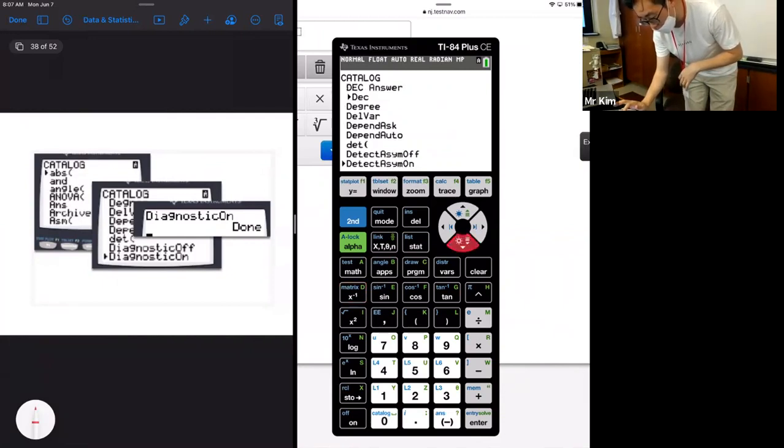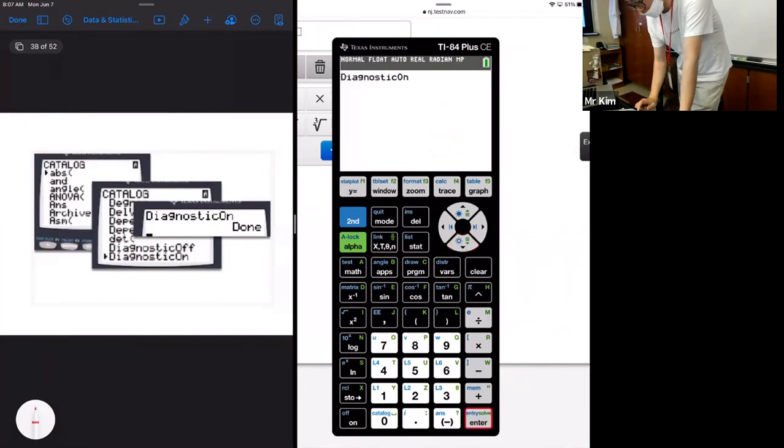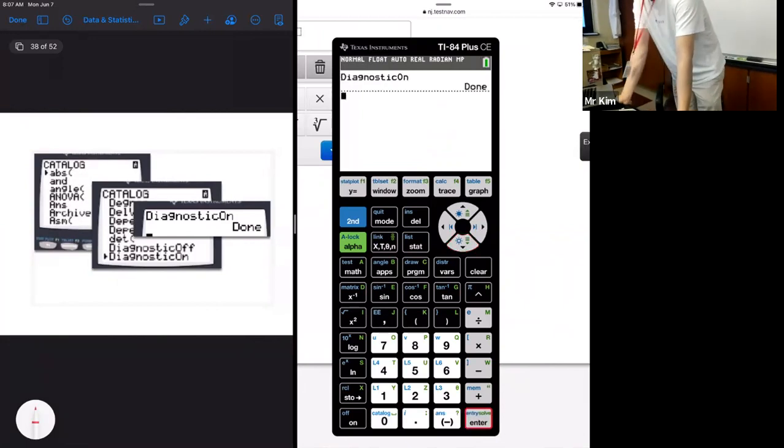And then you keep on scrolling down until there's something called diagnostic on. You want to make sure that this is turned on for the calculator, allowing it to understand that, oh, I need to do some sort of a statistics test. You press enter. You press enter one more time, and this must be set done.